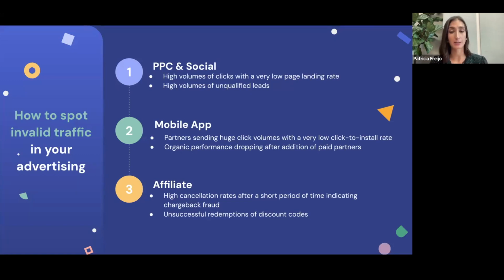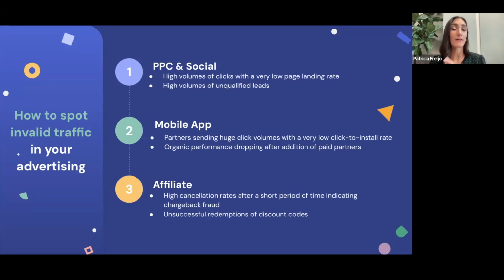Across mobile app campaigns, a very common sign of invalid traffic are paid partners that send huge amounts of clicks, but with a very low click-to-install rate. So that's a clear indication that they're just sending a lot of click spam with the goal of hijacking attribution from other channels. Another common one is, when mobile apps first get started with their user acquisition journey, they typically only start with organic, and then eventually they start adding paid partners. Once they start adding a lot of paid partners, some of those partners may actually be stealing attribution from organic.